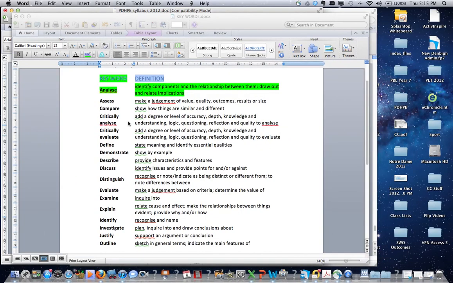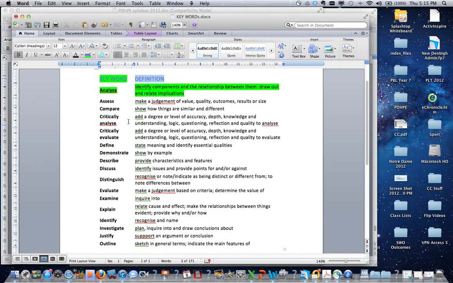The key word that we're dealing with here again is analyse, and as pointed out earlier in another question, analyse is one of the more difficult and challenging of the key words. It asks to identify the components and the relationship between them, draw out and relate the implications. So that's what we're challenged to do in this question.